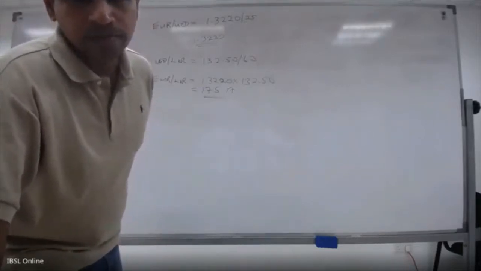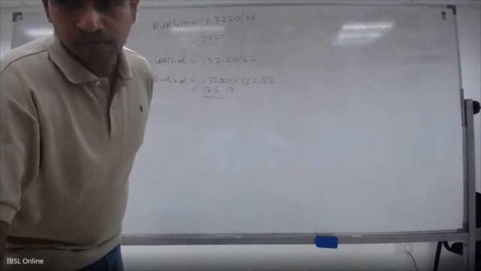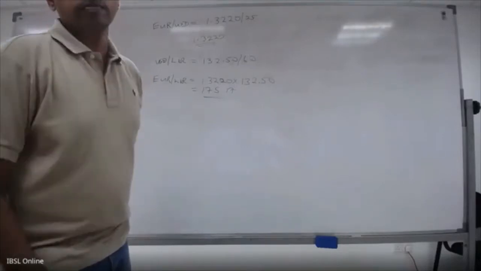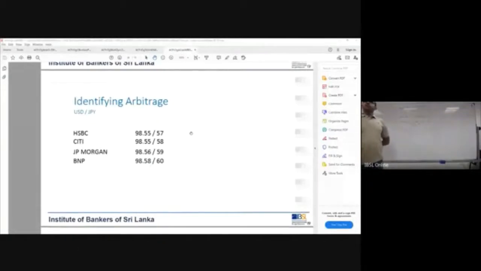Any questions up to now? Then identifying arbitrage. So arbitrage we have covered already. It is making risk-free profits using mispricing of the same product in two different markets. Now, if you look at these rates quoted on the dollar yen, right? HSBC is quoting 98.55.57. Citibank 98.55.58. JP Morgan 98.56.59, and BNP is 98.58.60.